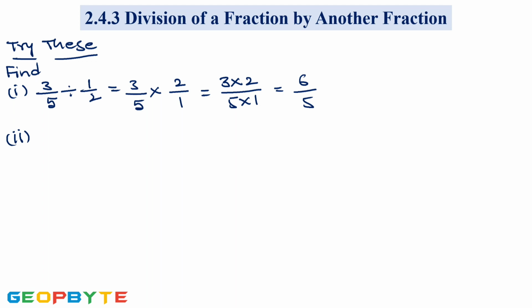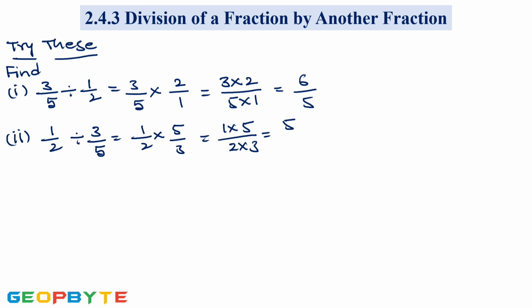Next, second one. 1 by 2 divided by 3 by 5, which is equals to 1 by 2 into reciprocal of 3 by 5. The reciprocal of 3 by 5 is 5 by 3, which is equals to 1 into 5 by 2 into 3, which is equals to 1 fives are 5 by 2 threes are 6. 5 by 6 is the result of 1 by 2 divided by 3 by 5.